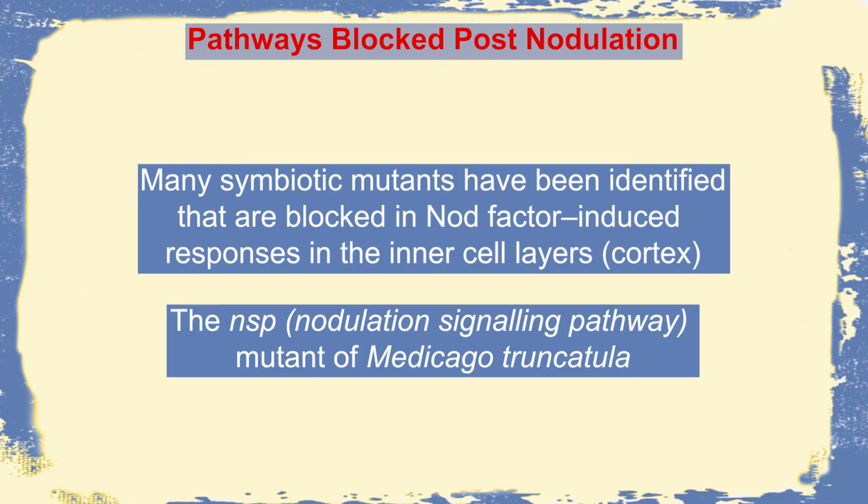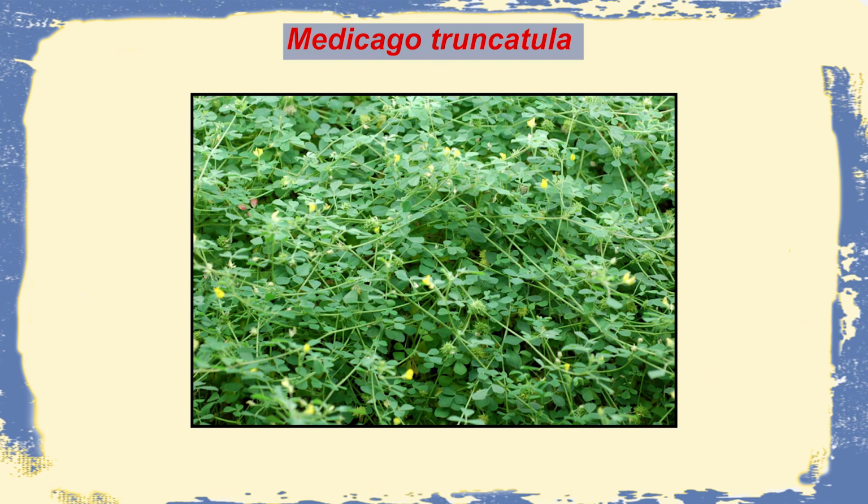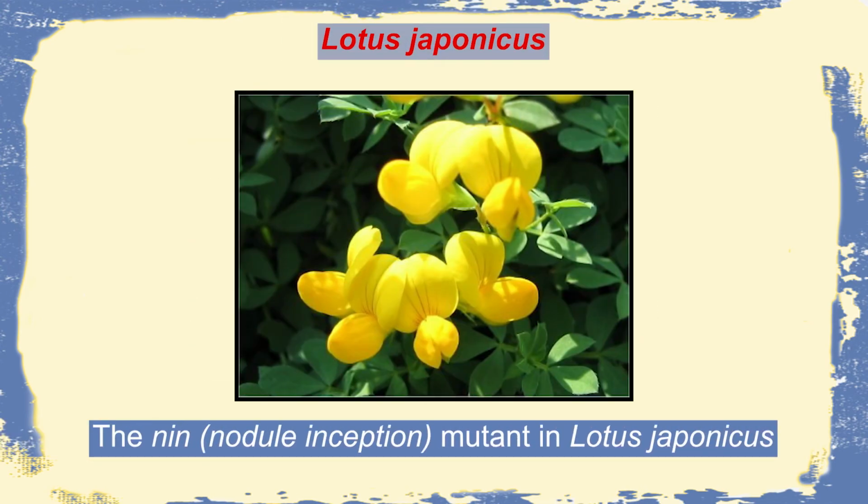So there are some pathways which are blocked after Nod factor initiation, and that include the NSP or nodulation signaling pathway as denoted in Medicago truncatula, or the NIN or the nodule inception pathway as denoted in Lotus japonicus. So definitely we understand that plants have their own control mechanism by which excess growth of the nodule can be controlled. So now the house is set. It is set for nitrogen fixation, and when I say nitrogen fixation, there will be activation of the next set of genes, and that is the Nif genes. So what are Nif genes?